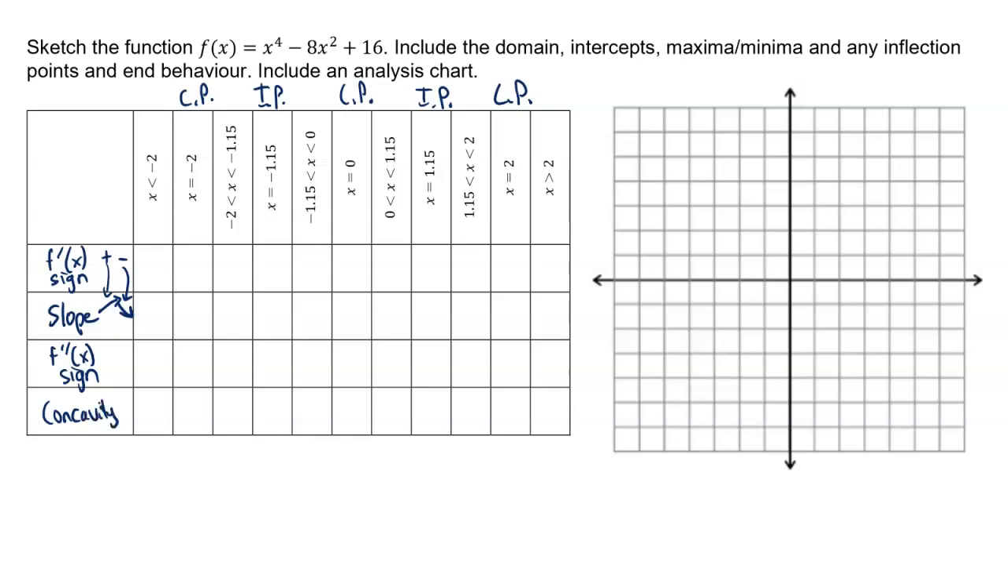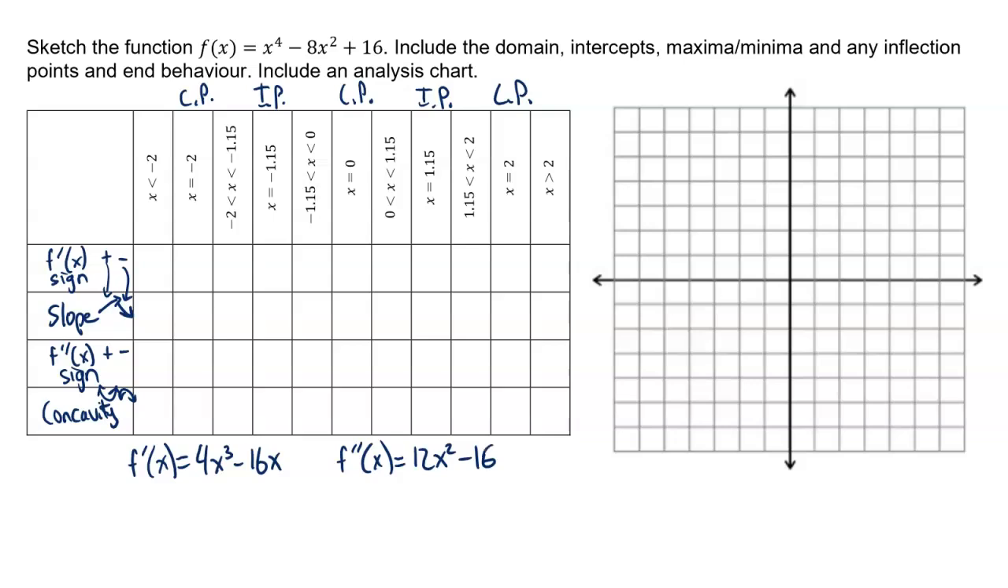If the second derivative sign is positive, it's going to be concave up. If it's negative, it's going to be concave down. Think of it kind of like smiling versus frowning. That's a really easy way to remember that. So before we fill this in, let's remember that our first derivative was equal to 4x cubed minus 16x, and our second derivative was equal to 12x squared minus 16.